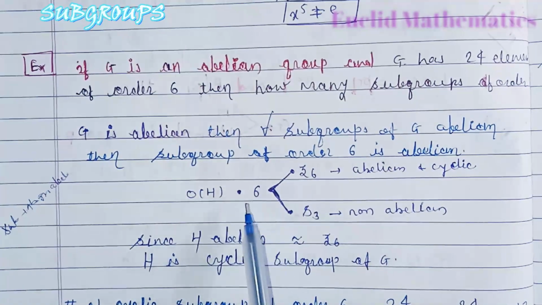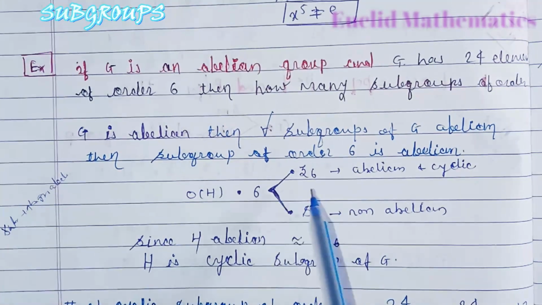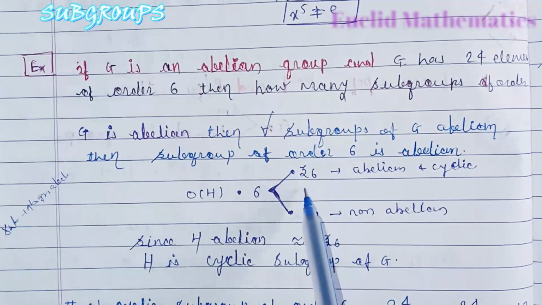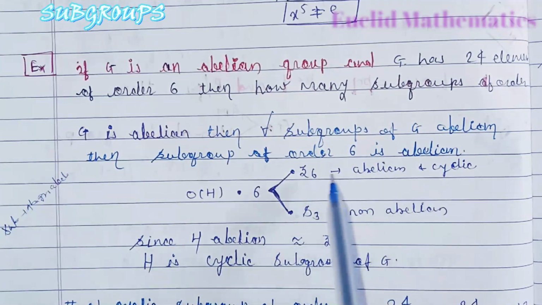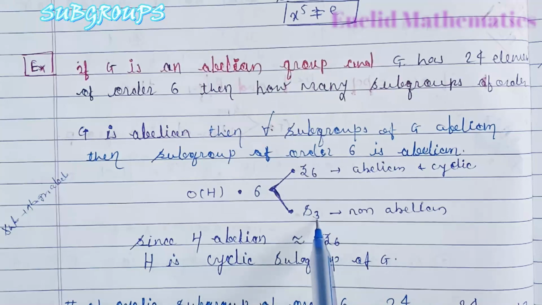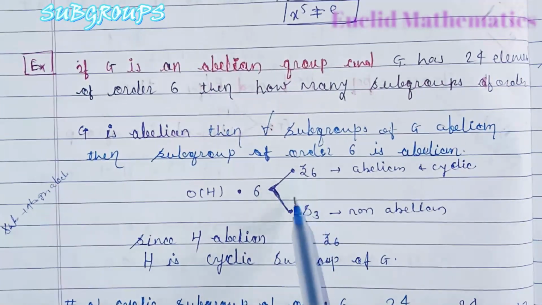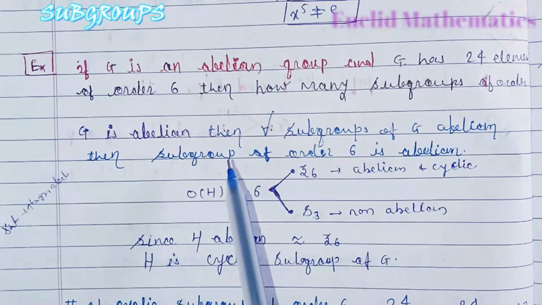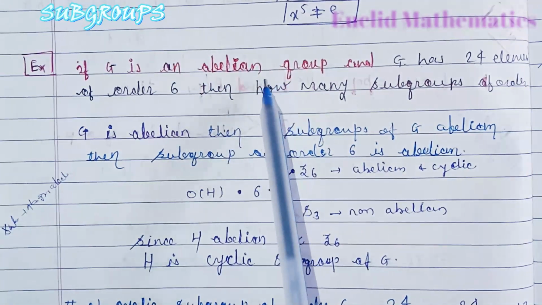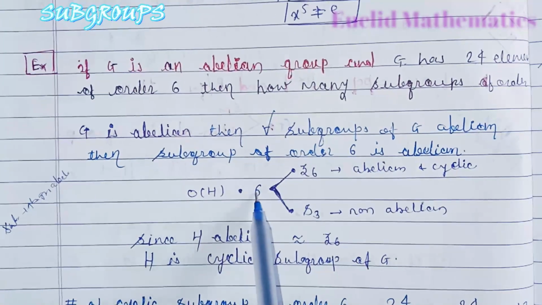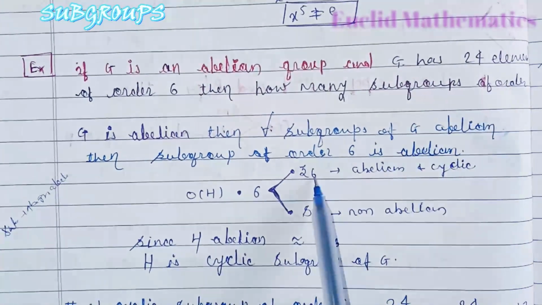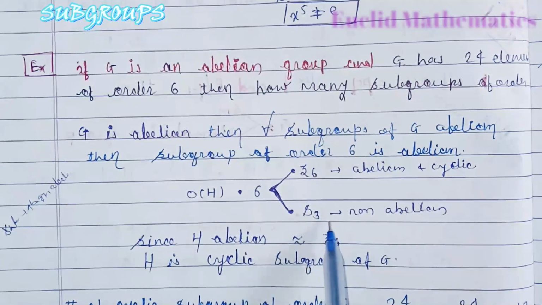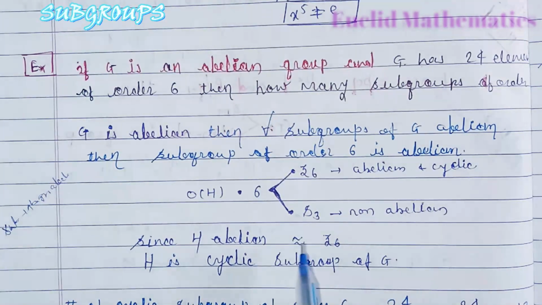Now let's verify which group the subgroup is isomorphic to. We know that a group of order 6 is isomorphic to either Z6, which is abelian and cyclic, since Zn is always abelian and cyclic, or to S3, which is non-abelian. But we are given that G is an abelian group. So H, of order 6, is isomorphic to Z6, not S3. S3, the permutation group, is non-abelian. If you want to see that, check my previous video, where I explained the permutation group and how it is abelian, non-abelian, or cyclic.